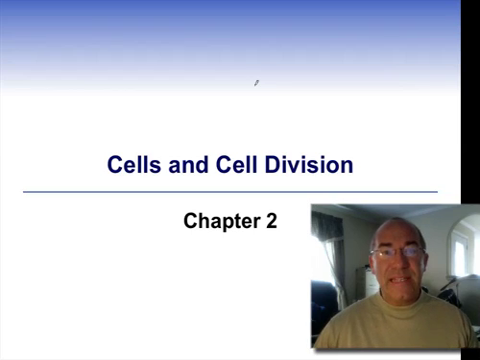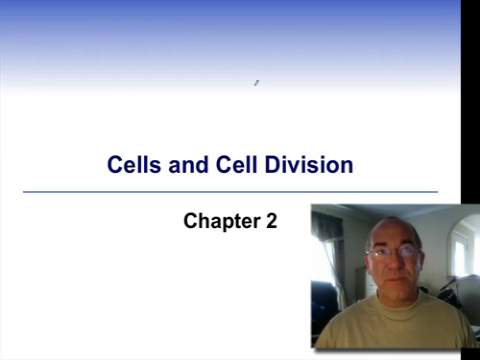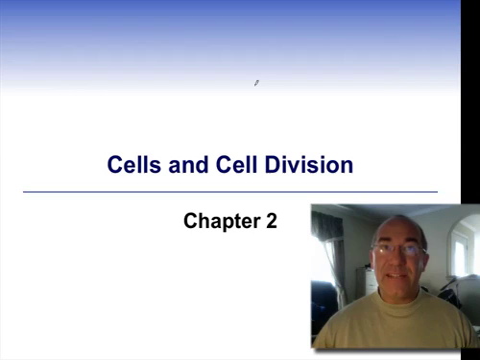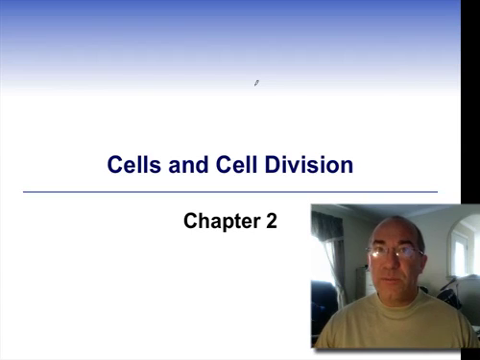Hello, this is chapter 2 where we talk about cells and cell division. We've previously looked at DNA replication where one chromosome goes to 2, or in the case of humans 46 chromosomes go to 92, and this happens during the process of cell division. So we're going to look at this in this larger context.